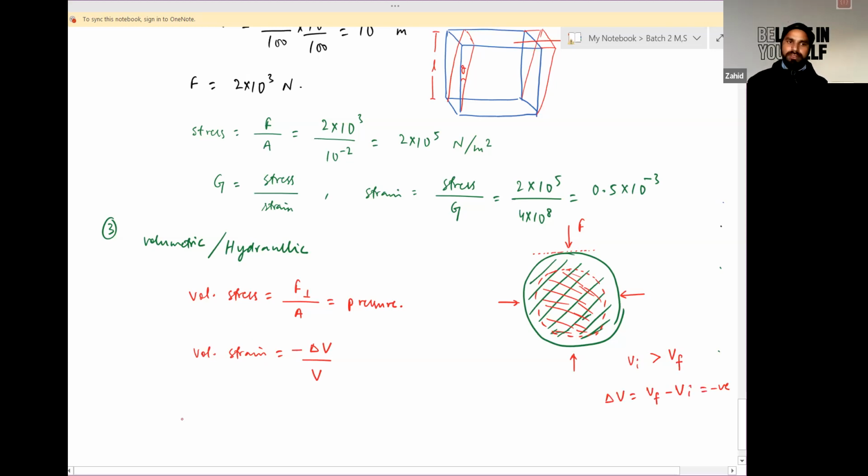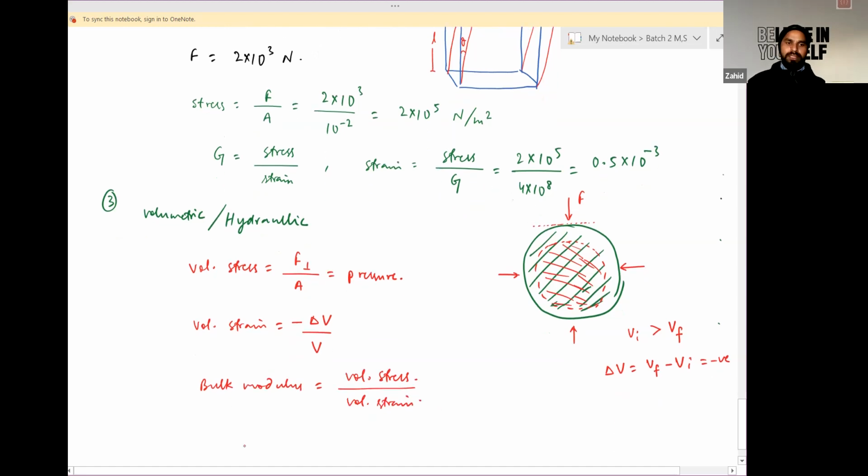Now the ratio of these two terms is the modulus of elasticity. In this case, it is called bulk modulus, which equals volumetric stress divided by volumetric strain. So bulk modulus beta equals pressure divided by delta V by V with negative sign, or it will be minus of P into V divided by delta V.